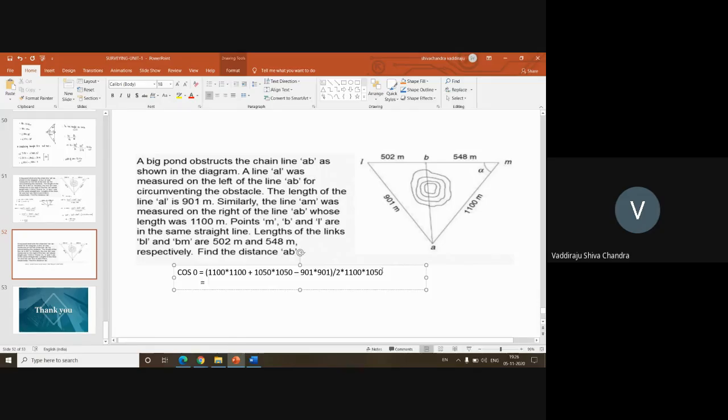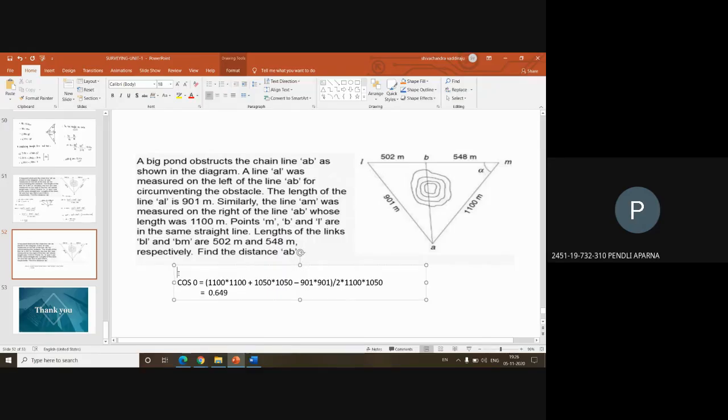0.649, sir. Say it louder, 0.649. Yes, sir. Remaining people, please confirm whether you got the same value. Yes, sir, 0.649. Okay, this is from triangle MAL, right?